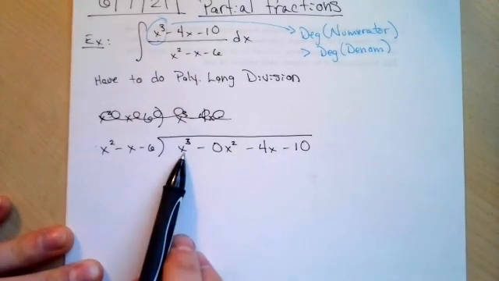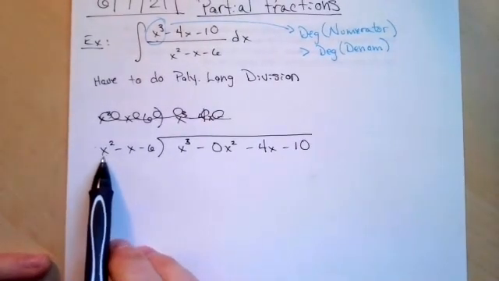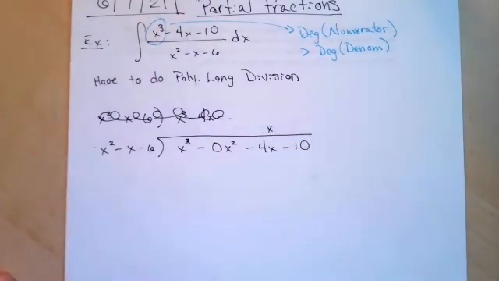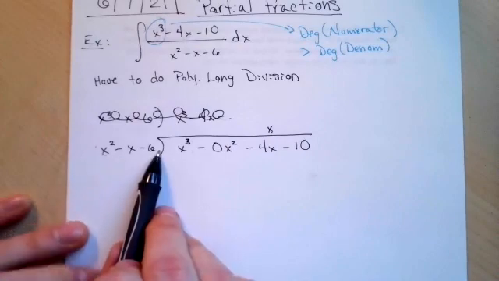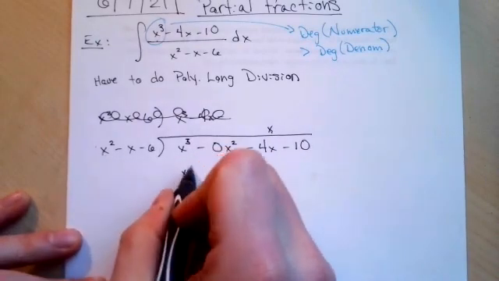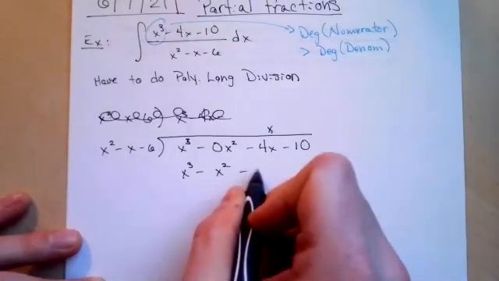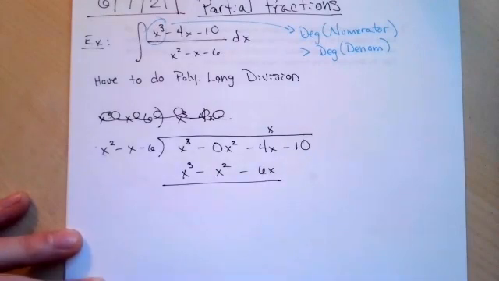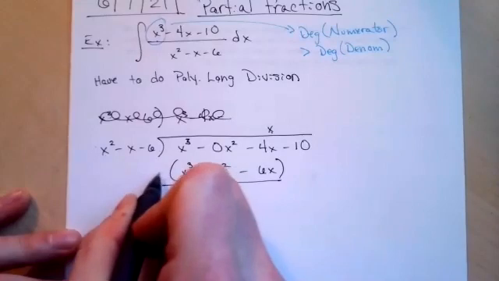So x squared and x cubed, how many powers of x, or how do you get from x squared to x cubed? You have to multiply it by x. Then you multiply that times your divisor, and we'll get x cubed minus x squared minus 6x. Then you subtract that off.